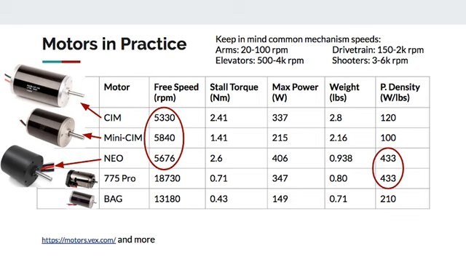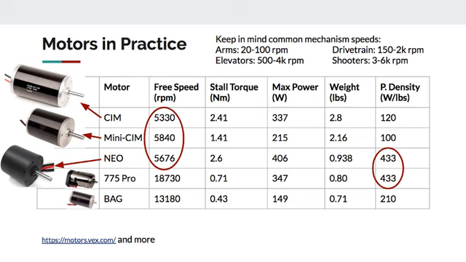I mean, we're already starting to see people building elevators out of Neos. 254 did the drivetrain out of Neos at the last minute last year. Yeah, we changed our drivetrain at the last minute, for this power density ratio. So we'll see where this goes.